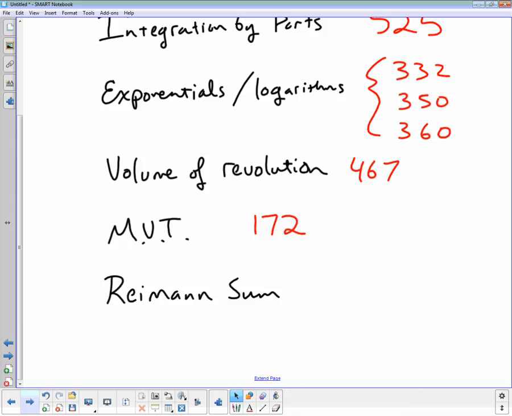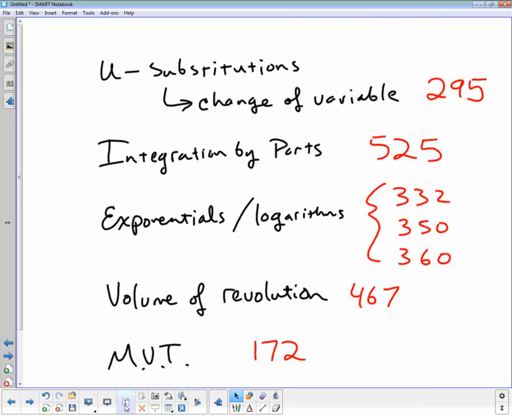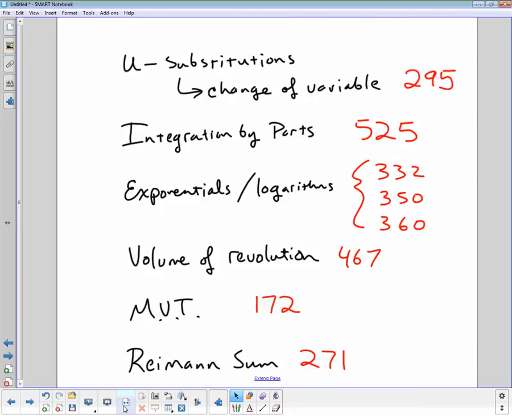Riemann Sum, page 271. All right, so we're going to take a look at those. Now, some of the other things that you're going to know about the test is that it's 10 problems long, along with a bonus. One of the questions is definitely off of the IB problem set.